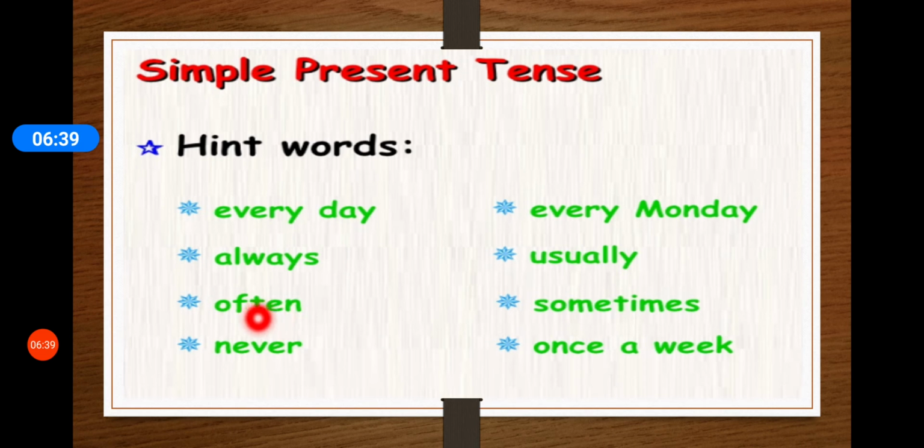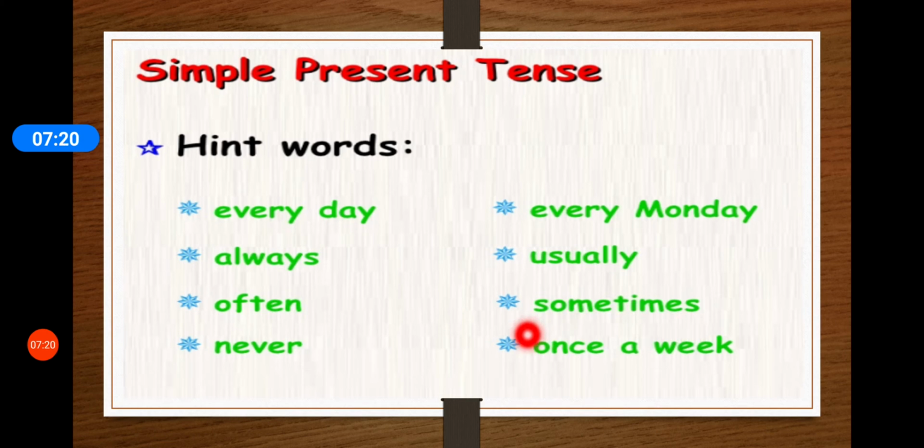Never means something that is not done at all. He never tells a lie. Right? So he never tells a lie. That means the sentence is in simple present tense. Every Monday. He goes to the temple every Monday. That is the routine. Usually means most of the times, many a times. For example, he usually brings juice in the evening. So, in the evening, he usually brings juice.